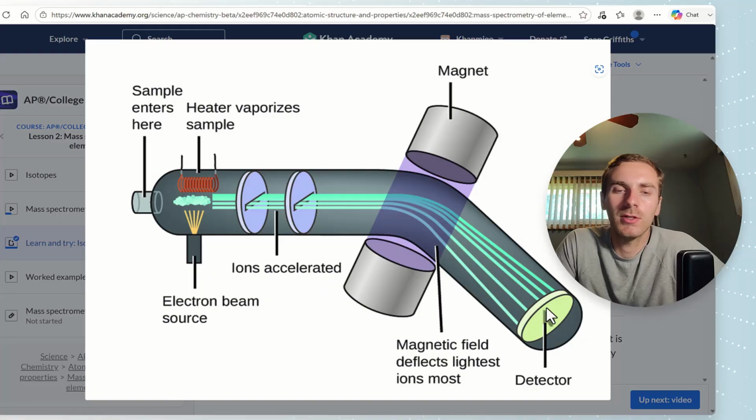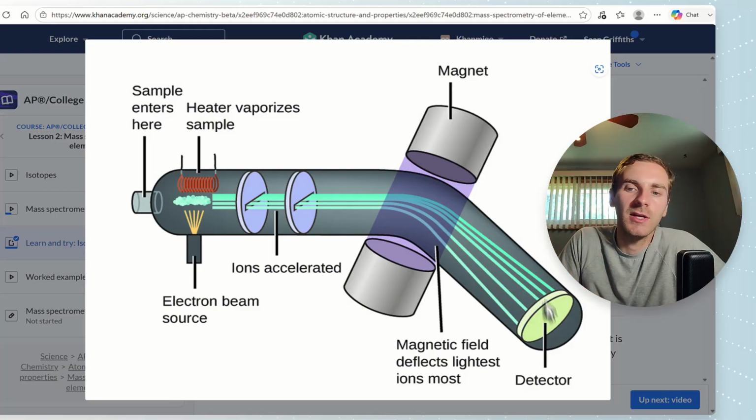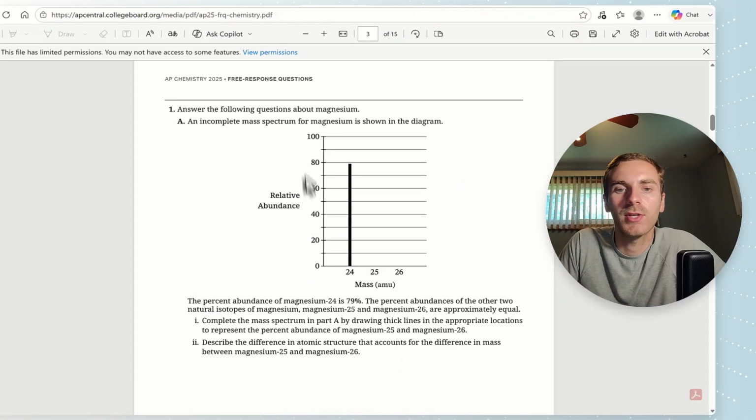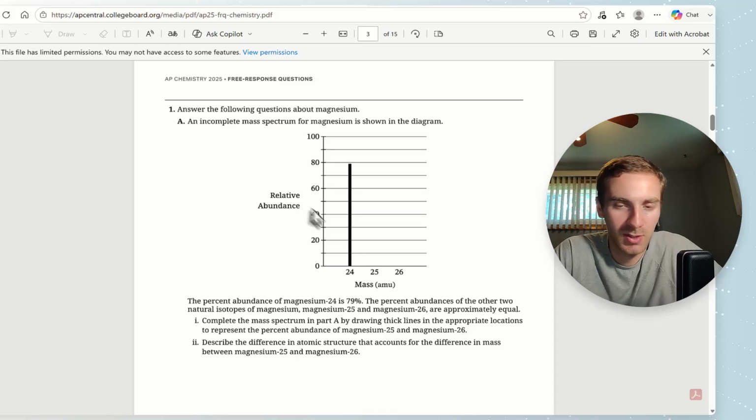But what you're going to need to do with this is, when this device detects the ions, it spits out a graph based on how intense each of these signals is. We can get an idea of what percentage of the atoms have each of these mass to charge ratios, or just masses if we're talking about +1 ions. So it's going to spit out something like this, and this is actually not fully complete. So I'll show you how to complete it.